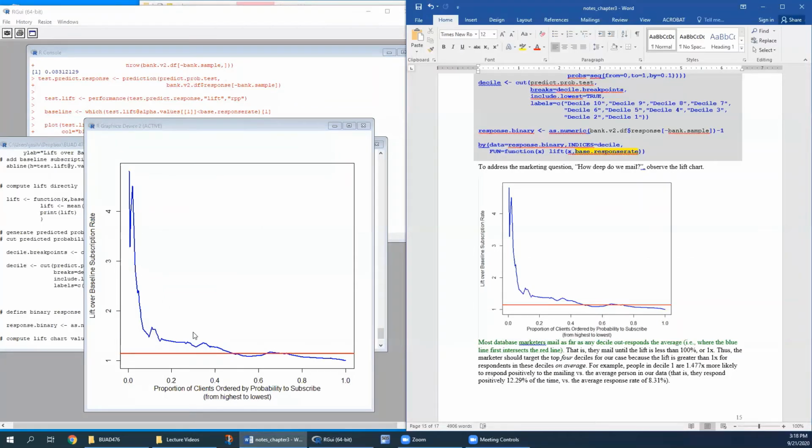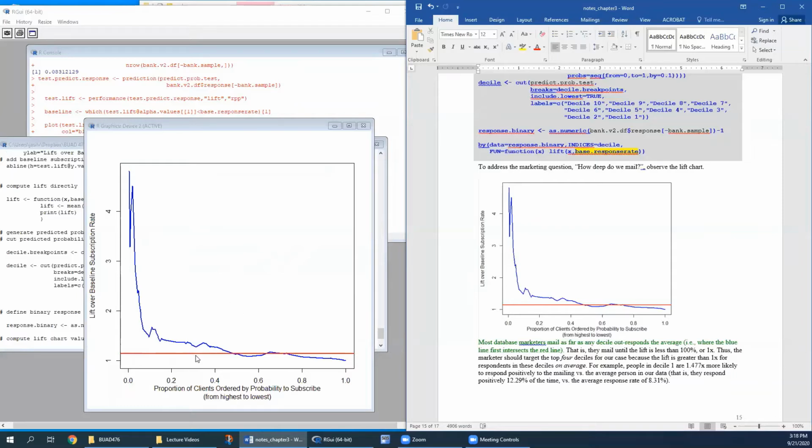So it's all the way up here. So you basically want to target customers until they reach average. So until the blue line intersects the red line. Sometimes the lift chart is a little messy and it might cross it a few times, like you see around 0.6 here. But I would say maybe targeting the first 40%, 45% would be appropriate.